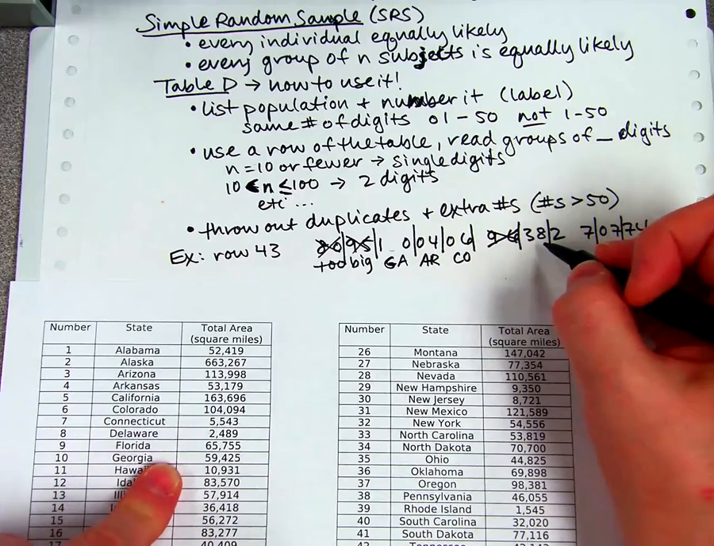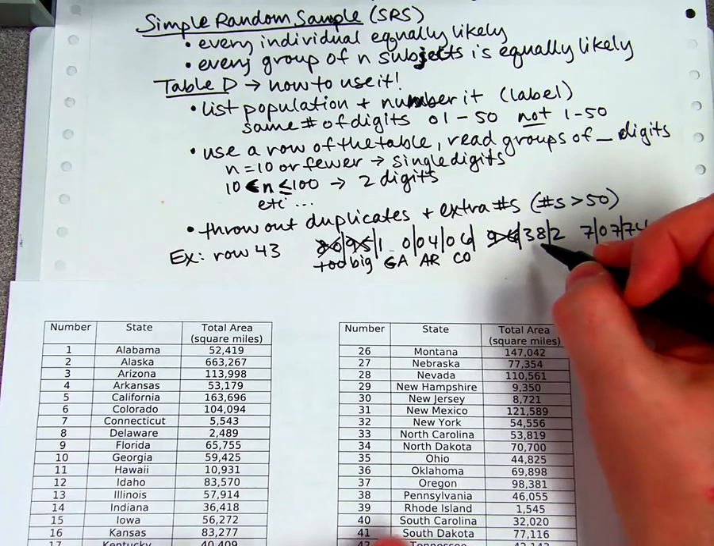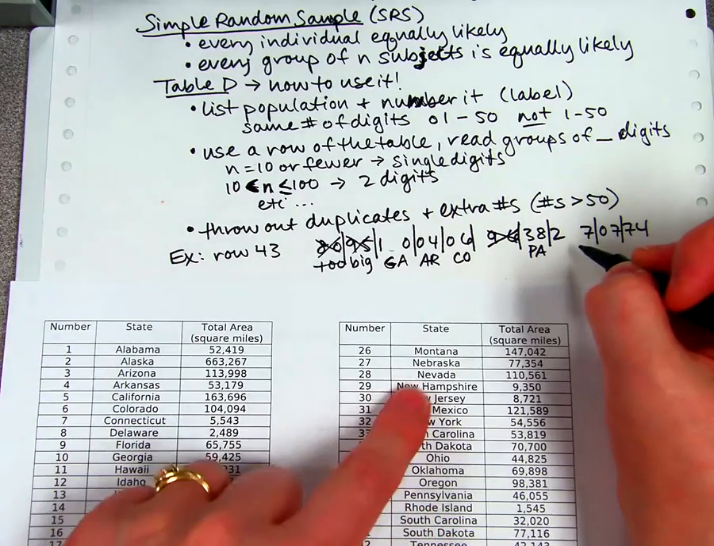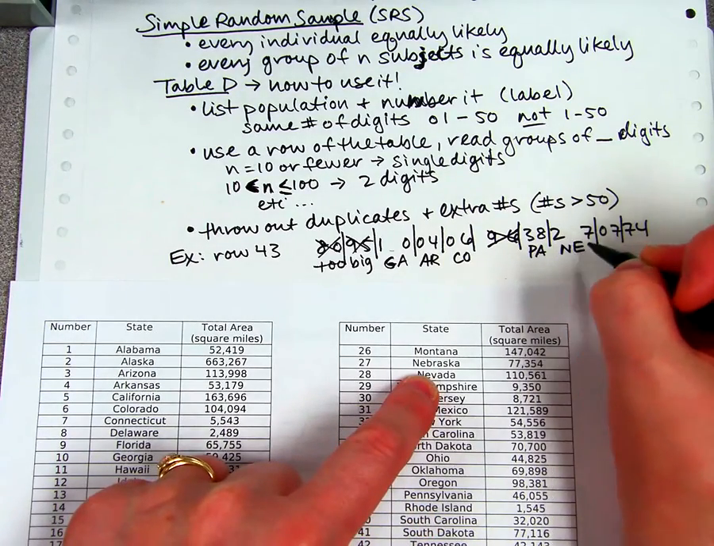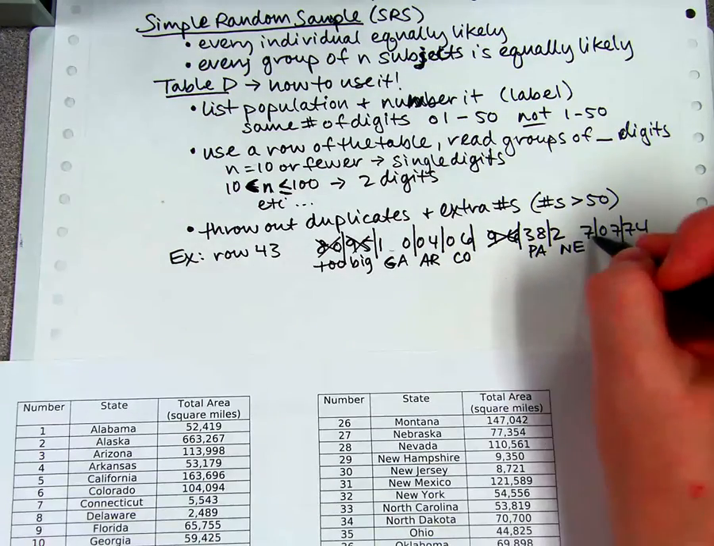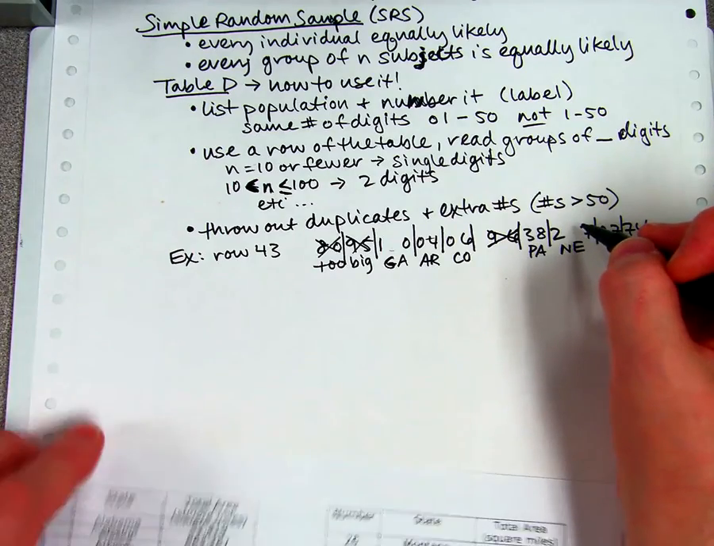38, I'm going to keep going until I have a sample of 5 states like we did in the warm-up. 38 is Pennsylvania. 27 is Nebraska. And now I have 5, and so I wouldn't need to do the 7. And also, if I had happened to get a repeat in here, if I got another 10 or another 4, I would throw it out and move on.